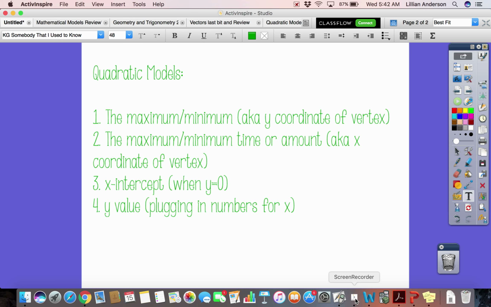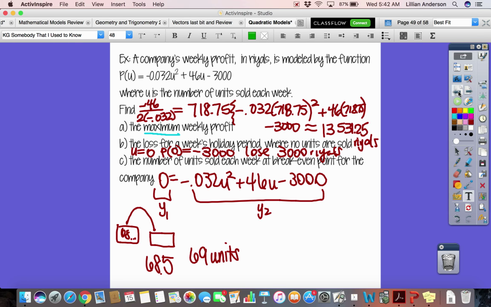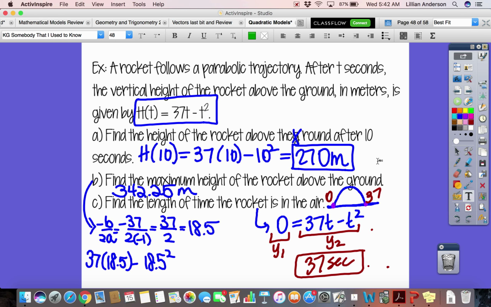If you actually want to go back and look at the video that had these problems on it, all you've got to do is go to my page and look up quadratic models, or just quadratics, applications of quadratics. I can't remember what the exact title is, but you can rewatch that video to refresh your memory. All right.